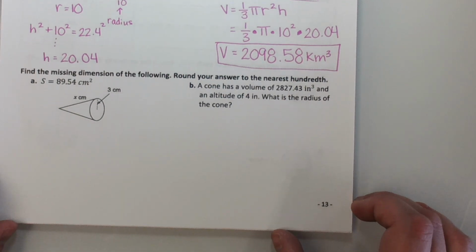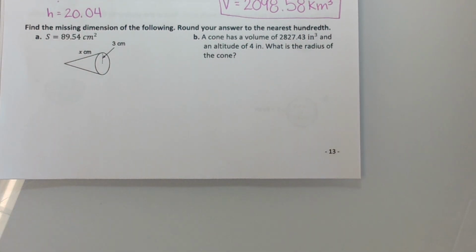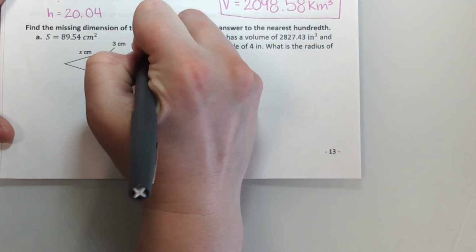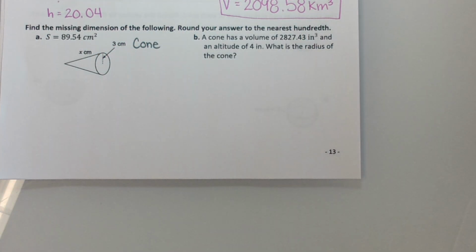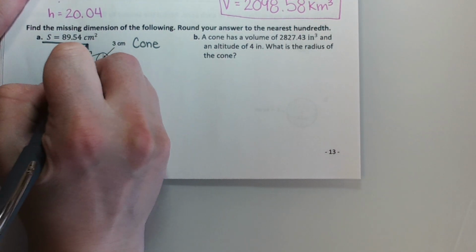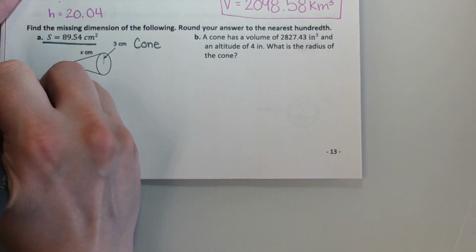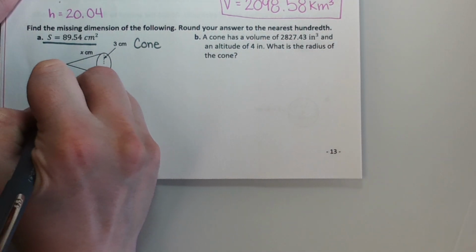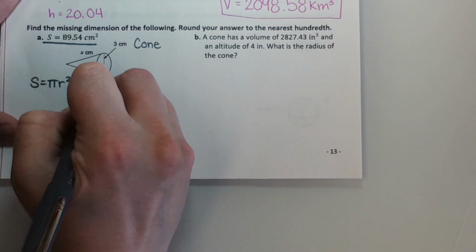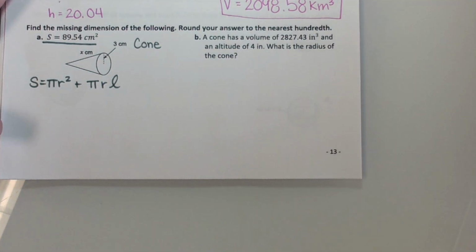Cone gives me two formulas. I can write them both down and then cross one off, but I don't have to write them both down every single time. I can just go with which one makes more sense to use. Does it make most sense to use the volume or the surface area formula here? Why? Because it gives you surface area. So, S equals pi r squared plus pi r L it is.